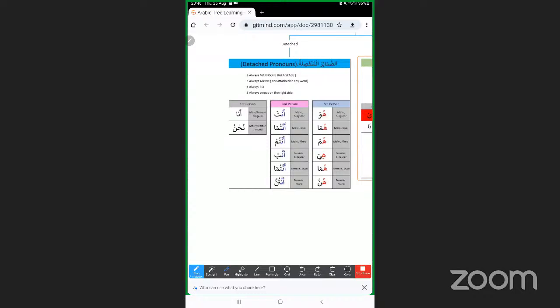This type of pronoun, which is in rafa stage, in Arabic is also called detached pronoun. What is the meaning of detached? Anybody help me? Lower your hand and raise it again if you want to answer. Anybody?